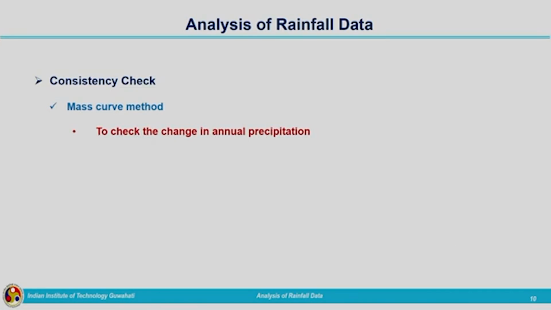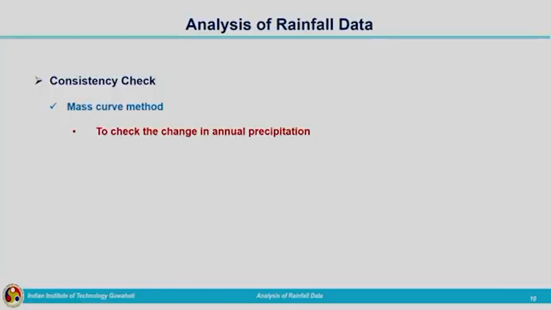For a particular station, we will be calculating the cumulative rainfall, and cumulative rainfall versus time will be plotted, that is the mass curve. Rainfall data collected at a particular station, incremental rainfall data will be there with you, or depending on the type of data collected, we need to get the cumulative data for each and every interval. That will be plotted against time to get the mass curve. So, for the consistency check, the first method is the mass curve method. If we are plotting the mass curve, we can check the change in annual precipitation.